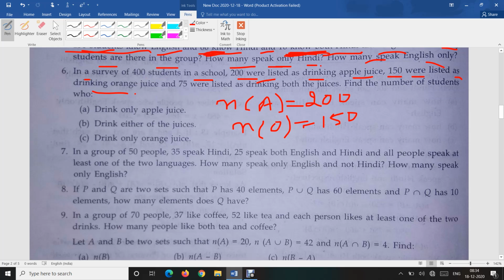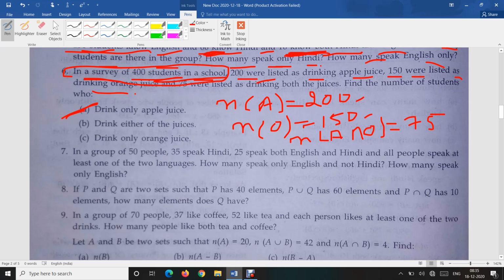Okay, see, it is not the union portion. Because in a survey of 400 students in a school, we are not given out of which, we are given only 400 students in a school. We have just been given 200 were listed as drinking apple juice and 150 were listed as drinking orange juice and 75 were listed as drinking both the juices. That means intersection is 75. Find the number of students who drink only apple juice.